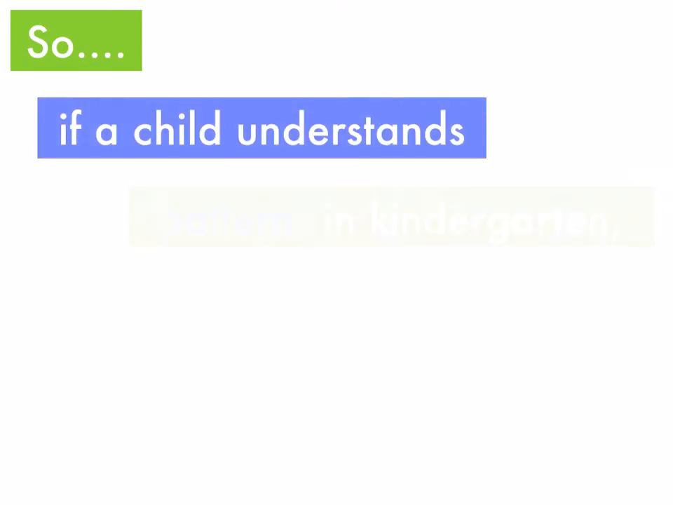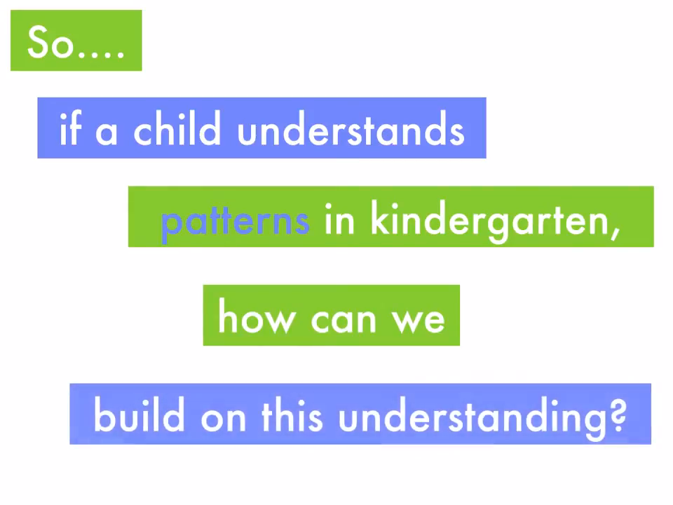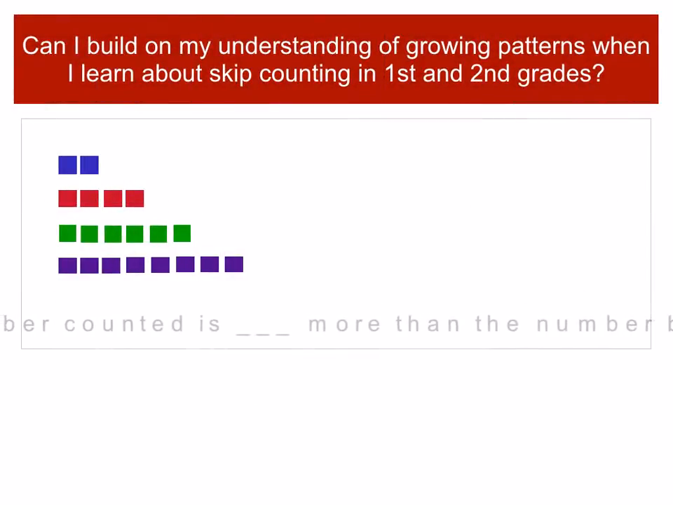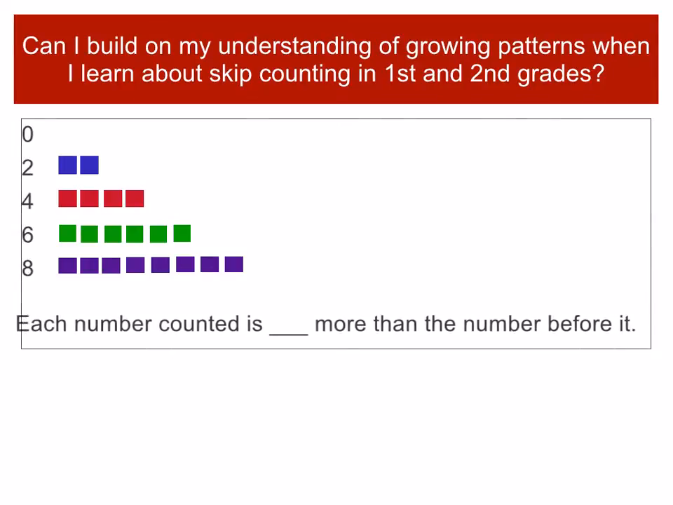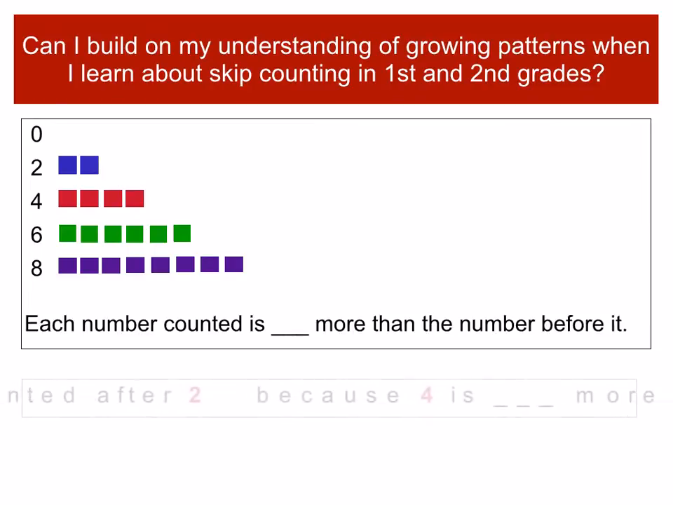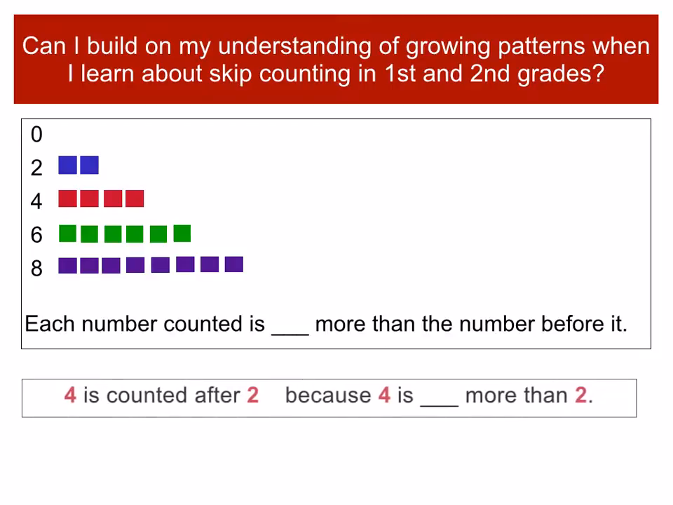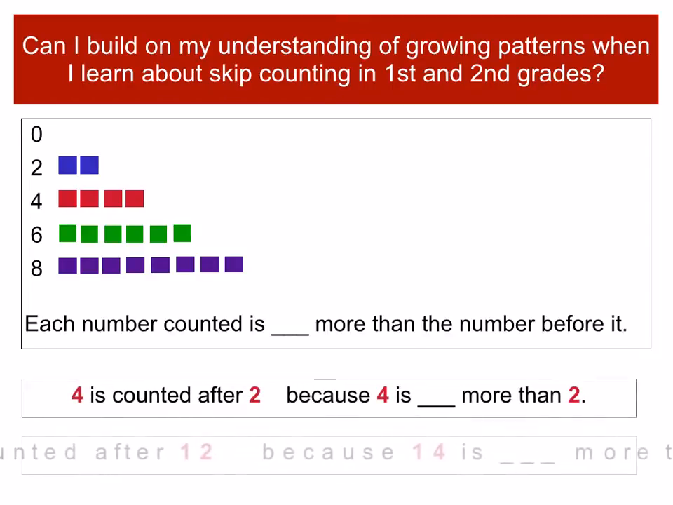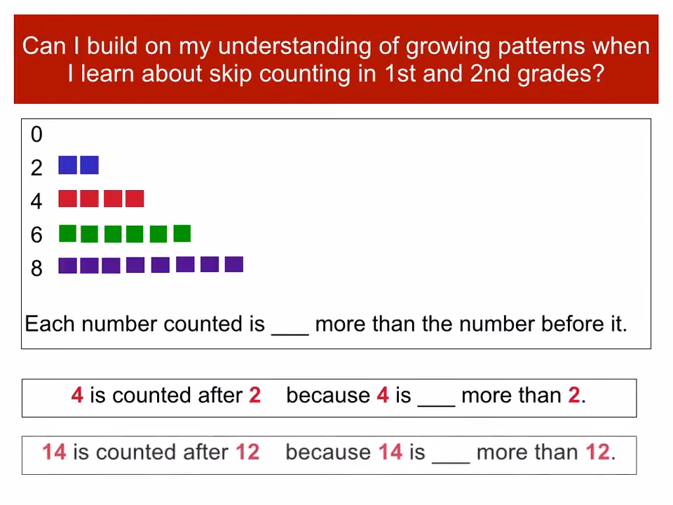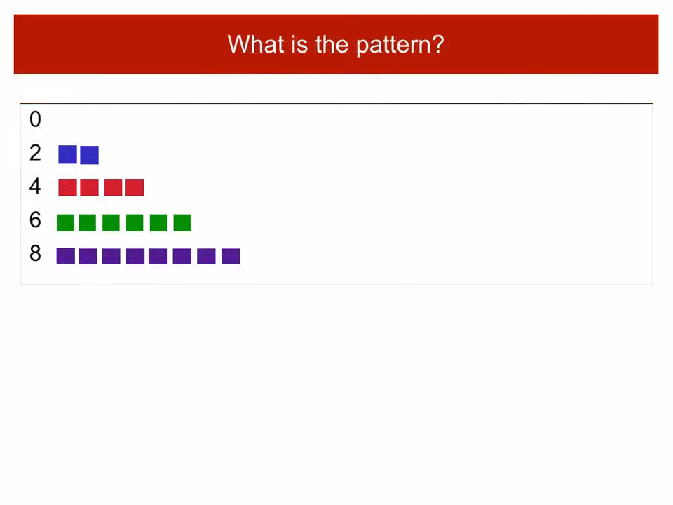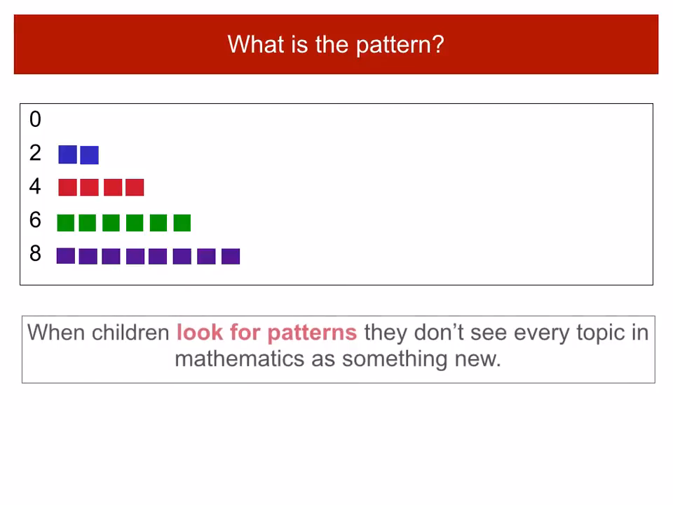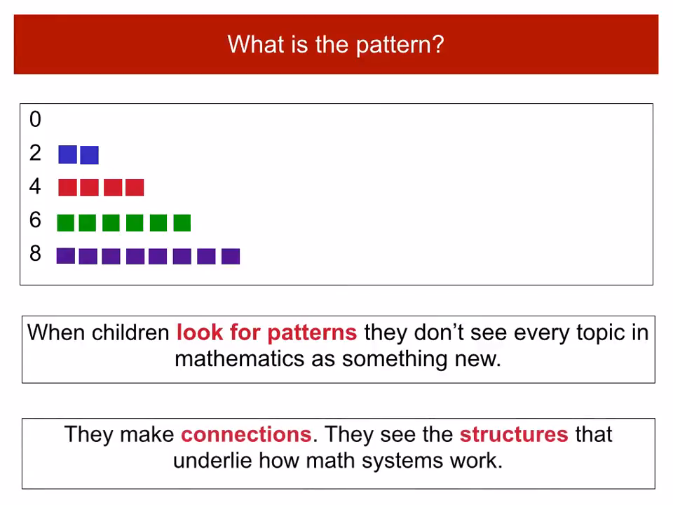So, if a child understands patterns in kindergarten, how can we build on this understanding? Can I build on my understanding of growing patterns when I learn about skip counting? Now each number counted is two more: 4 is counted after 2 because 4 is two more, and 14 is counted after 12 because 14 is two more. So what's the pattern now? When children look for patterns, they don't see every topic in math as something new. They make connections and see the structures that underlie how math systems work.